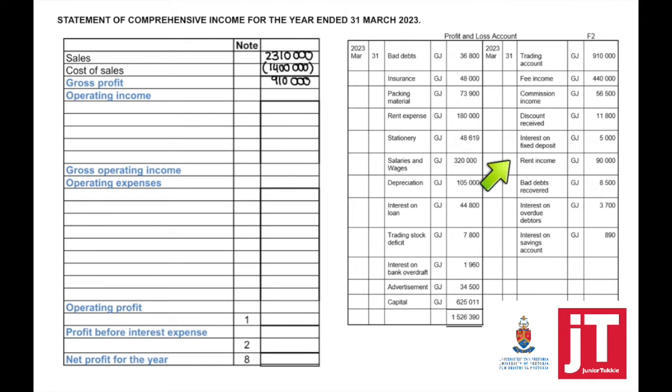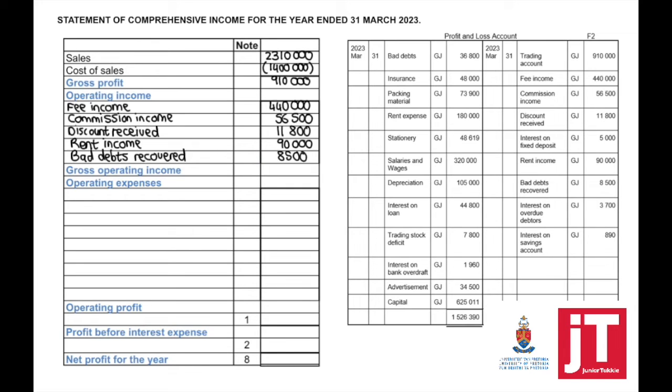So if I need to now identify what will go into my statement of comprehensive income as my operating income, we've got fee income, commission income, discount received, rent income, bad debts recovered. Once we've listed all our operating income, we draw a block around it and we're going to total that. Gross profit plus operating income equals my gross operating income.